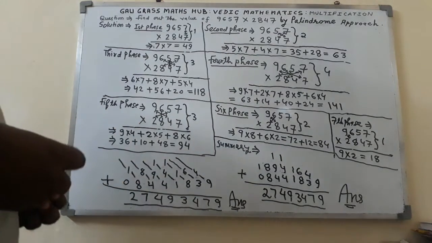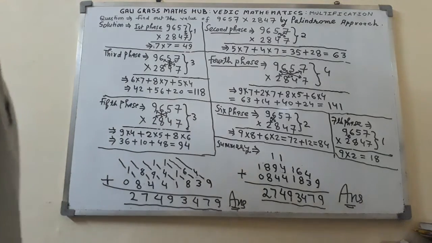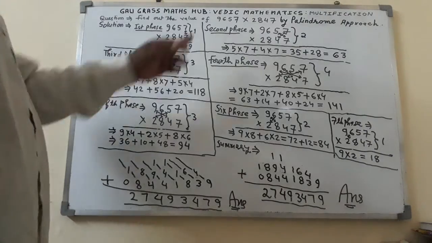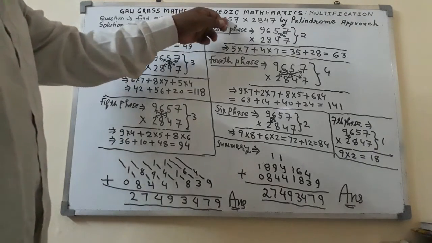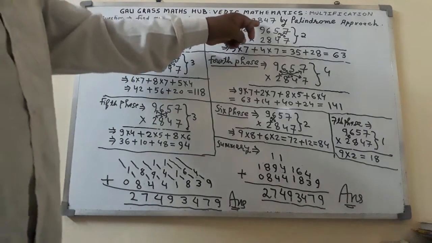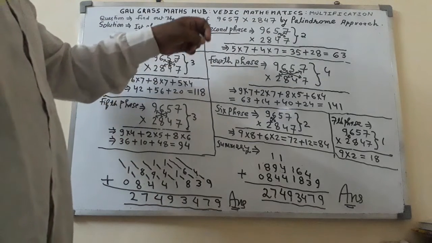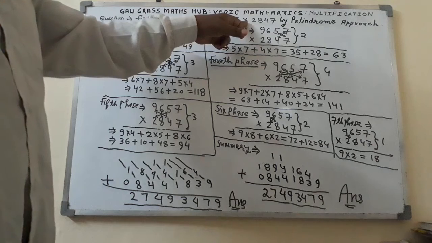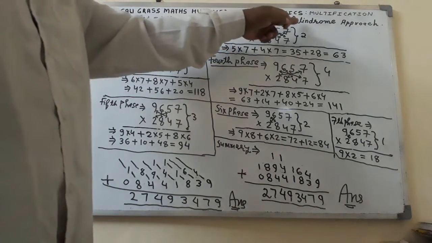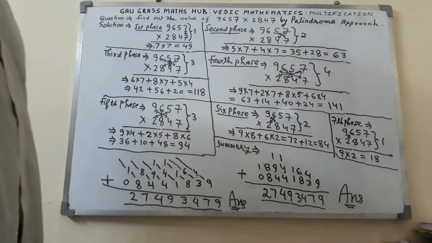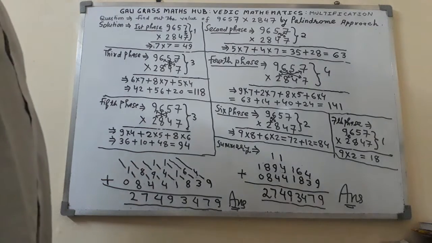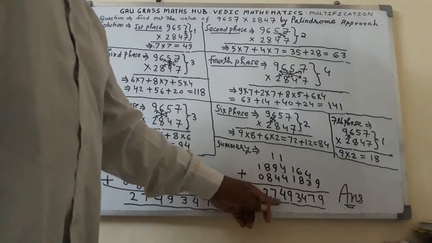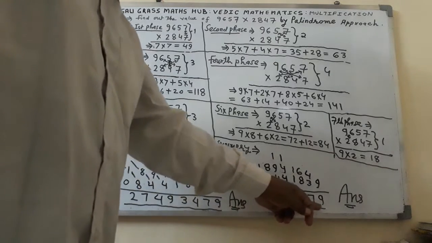This is the proper explanation. I have taken here the first number carrying 4 digits, the second number carrying 4 digits. Both numbers are getting multiplied together. You have to use the palindrome approach, a better mathematics, in order to find the final result on multiplication. You have got 27, 49, 34, 79.